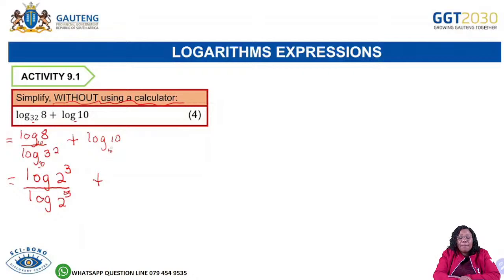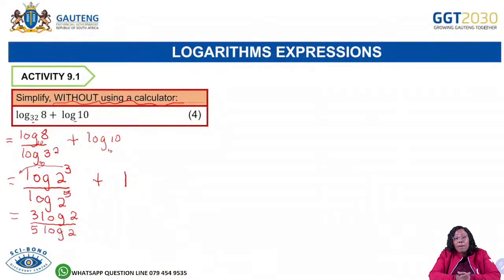Plus log 10 plus log 10 is a 1. Remember, a log with the same base is equal to 1. And then here we apply that rule that says you can take this exponent to be a coefficient. So we'll end up with 3 log 2 over, on the denominator, 5 log 2. Same application, same rule applied there. And then here plus 1.